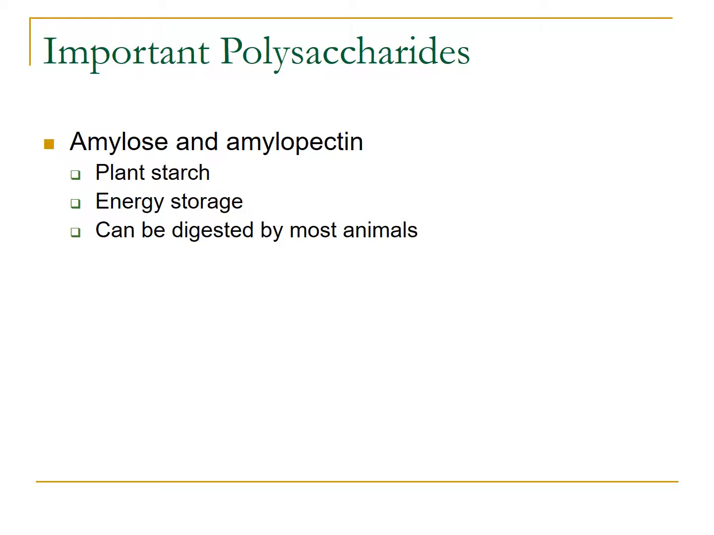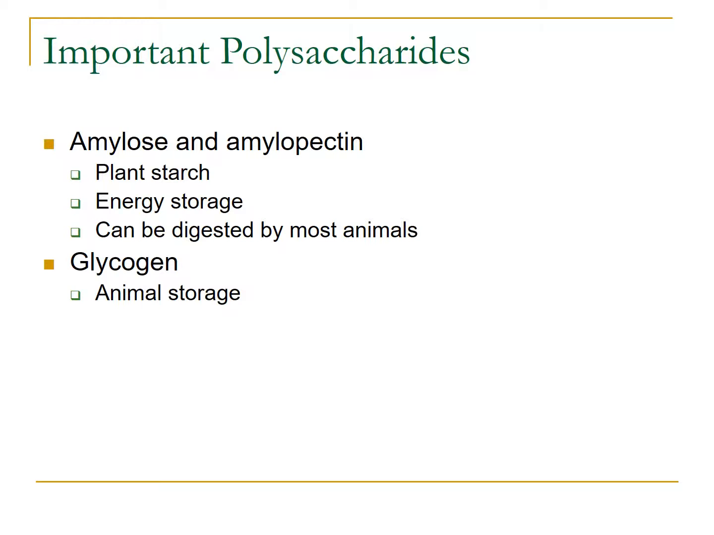Now animals can come along and steal that energy by eating those corn kernels or those potatoes, and it's actually the amylose and amylopectin are both able to be digested by most animals, including us. We can eat potatoes, and we can eat corn, and we can get the energy from them by simply digesting or breaking down those long chain polysaccharides into simple sugars, and then that can give us energy.